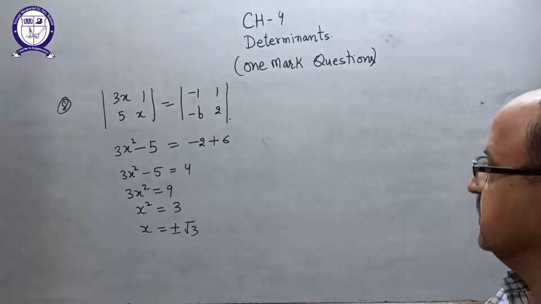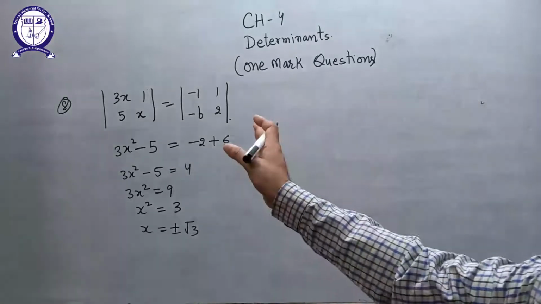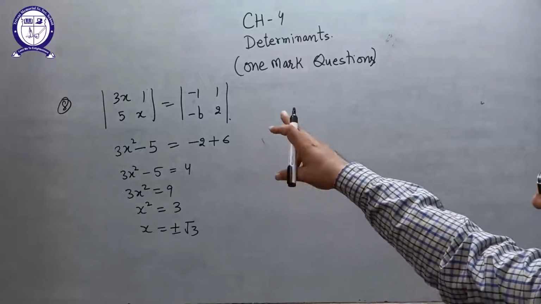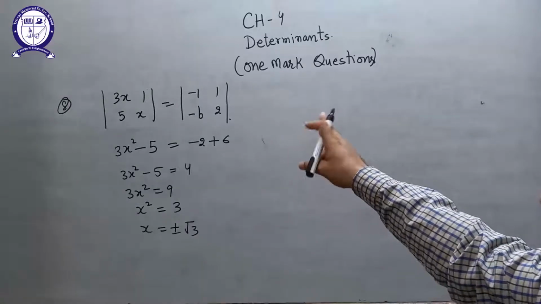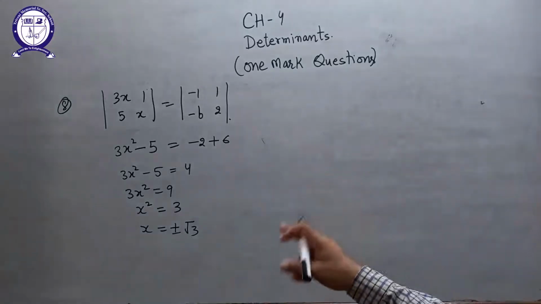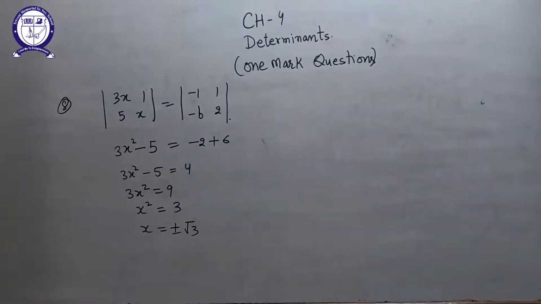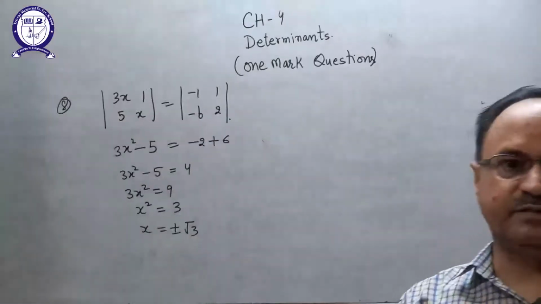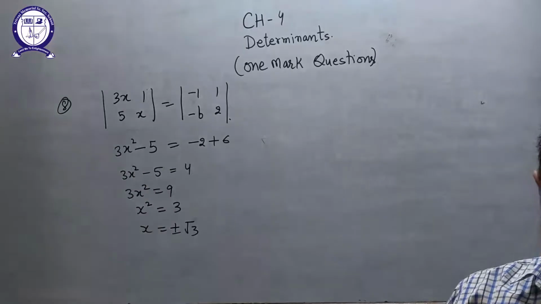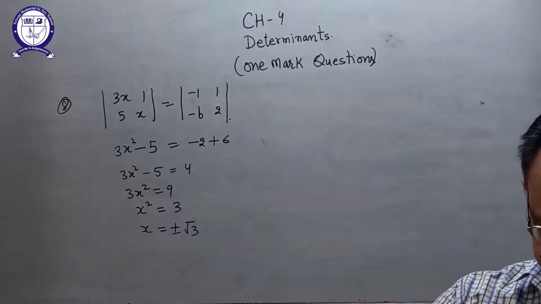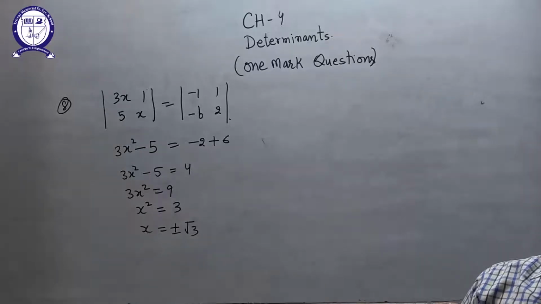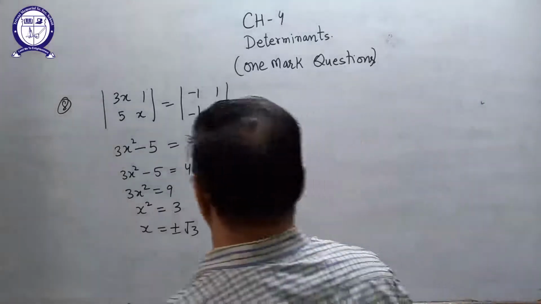Correct? Check again. Firstly find the determinant of first matrix. 3x square minus 5, minus 2 and minus into minus plus 6. 6 minus 2, 4. When you simplify, the answer is plus minus root 3. Correct? This is 1 mark question. Clear? Next, question number 9.